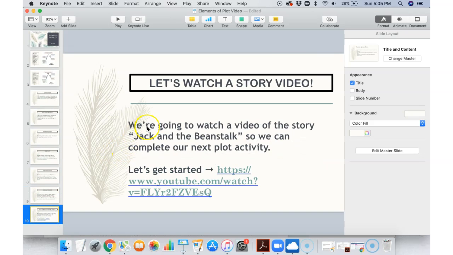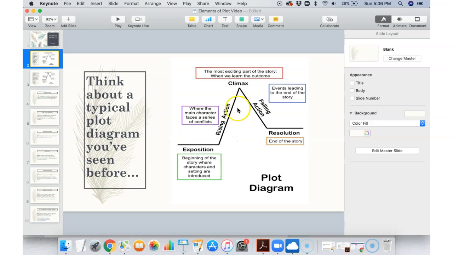Okay, so we're actually going to, remember, we're just reviewing the elements of plot, right? So we're actually going to watch a story video, okay? We're going to watch Jack and the Beanstalk. It's a very well-known story, so it doesn't matter if you've seen it before or not, because the point is that we want the story fresh in our minds. And in that story, we're going to see these items happen.